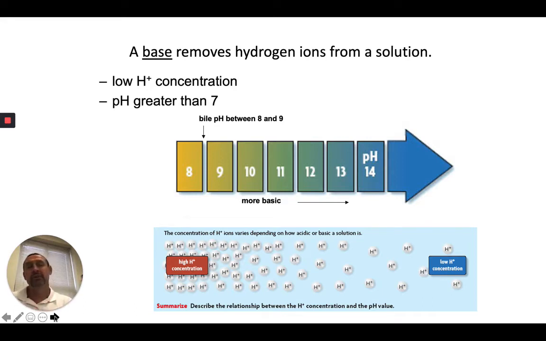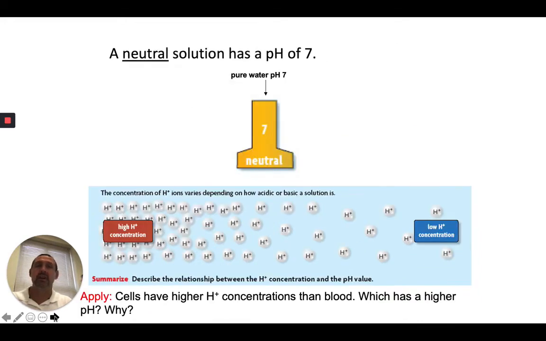So 0 to 6, acids, 8 to 14, bases. So a 0 is a very, very, very strong acid. A 14 is a very, very, very strong base. A 1 is a very, very strong acid. Right in the middle is water. So the H's and the OH's match up. So that gives us a pH of 7. The H from the acid side, the OH from the base side together, H2O.